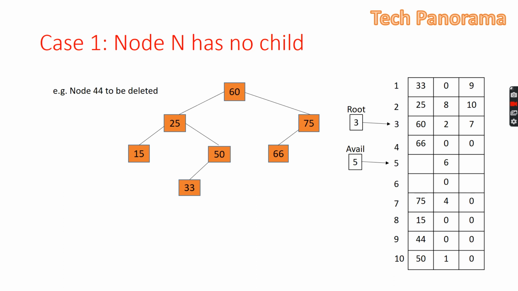After deletion of 44, there will be some changes to be done, where the right of 33 should be null because we have deleted the 44, and the second change will occur in the avail. As we have deleted the 44, this node is free for further purpose, so we will add this node to our unused list, that is our avail list. So it will work in two steps.